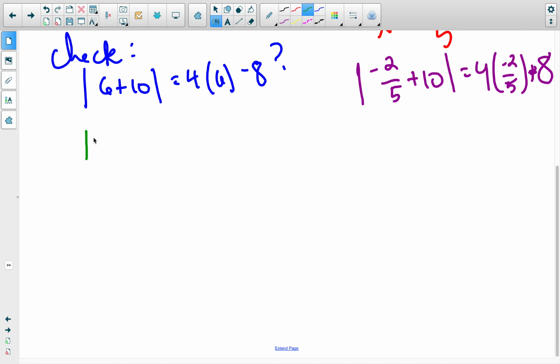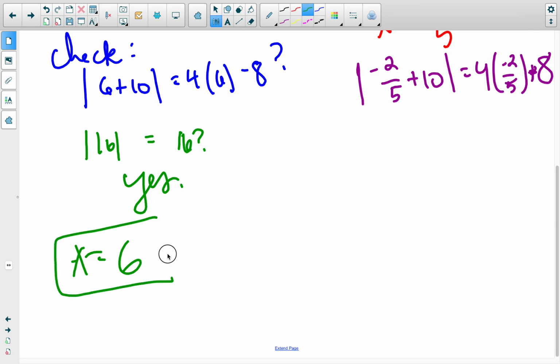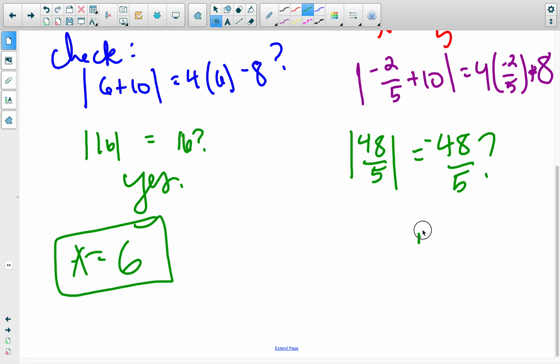We're going to end up verifying, does the absolute value of 16 on this left side equal 16? Yes. So that means that x equals 6 is a solution. For the other solution though, negative 2/5, we're going to get to a point where we ask, does the absolute value of 48/5 equal negative 48/5? No, it equals positive. So x equals negative 2/5 is extraneous. So our only solution here is x equals 6.